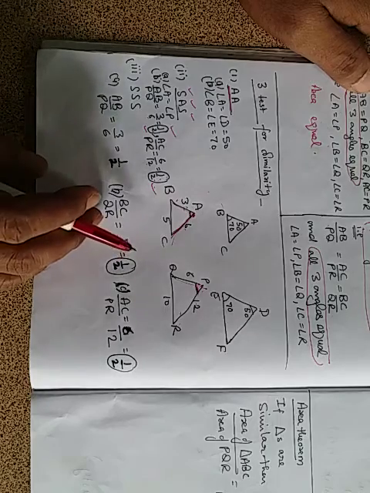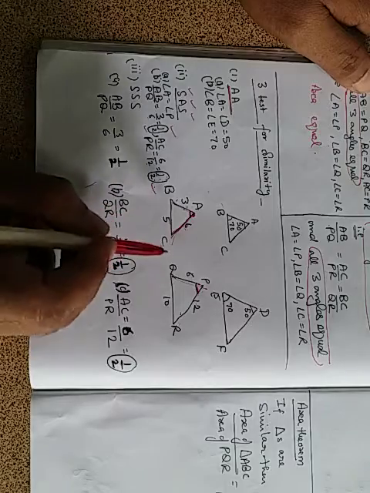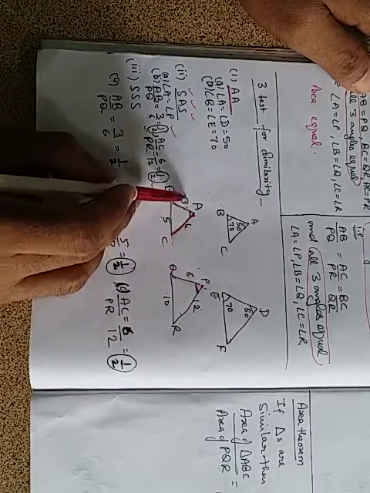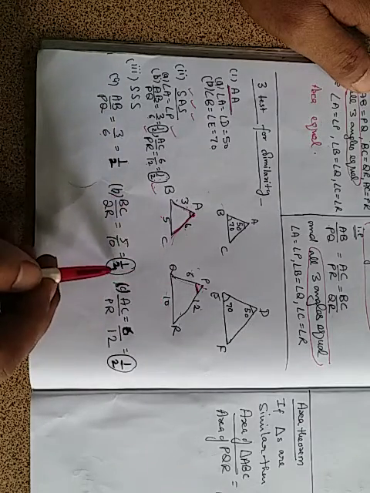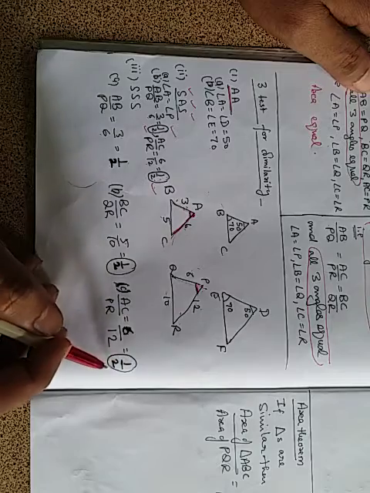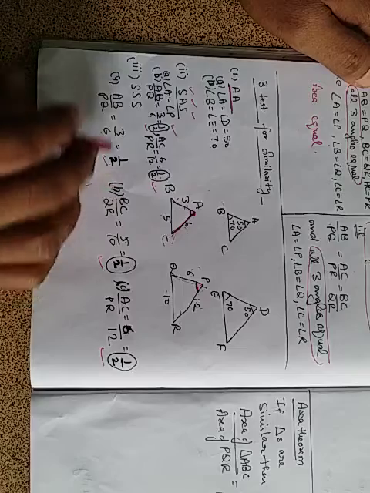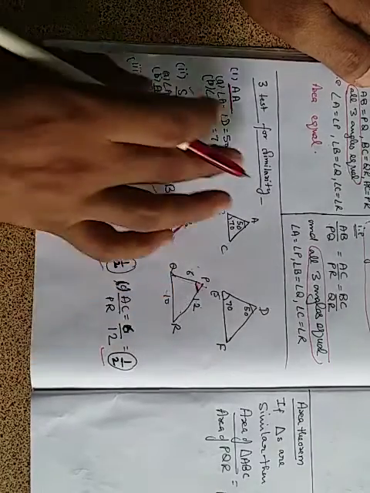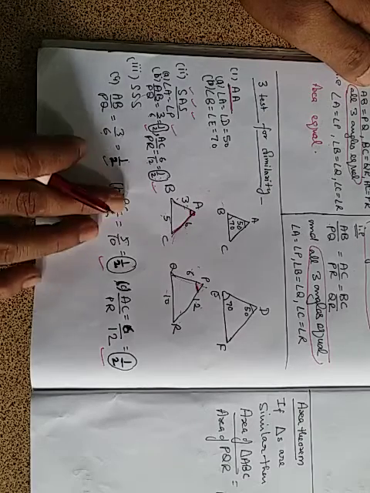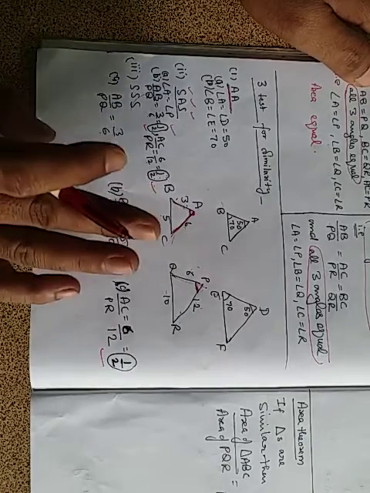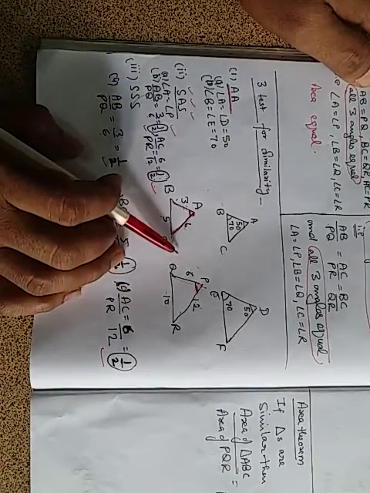Now if not a single angle is given in the question, then the three sides must be given. Take out the ratio of these sides: 3 upon 6 is 1 upon 2, 5 upon 10 is again 1 by 2, 6 upon 12 is again 1 by 2. That means the ratio of the three sides is equal, so the two triangles are similar. Any one of the three data will be given in the question, not all, not two, only one, and you have to prove that these two triangles are similar.